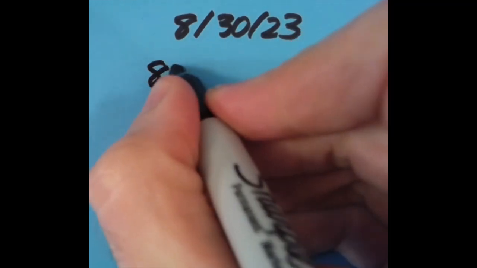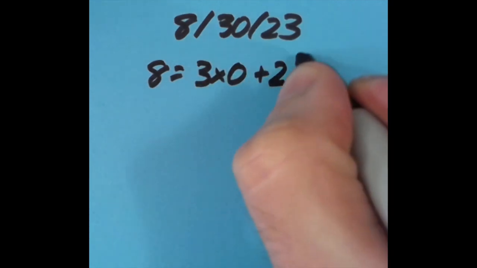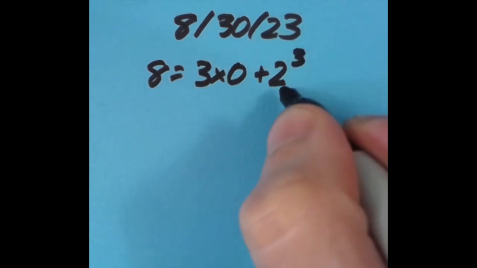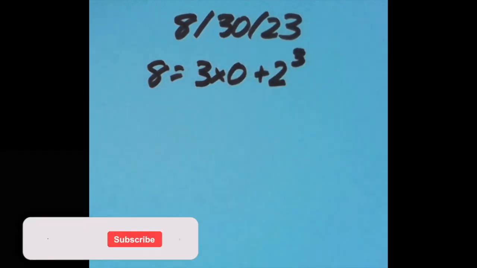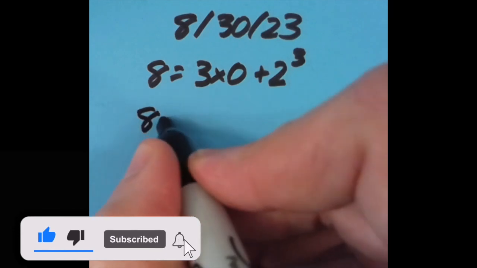What I said was 8 equals 3 times 0, which is 0, plus 2 to the third power. 2 to the third power is 8. So we have that 0 plus 8 is 8. And that's what I did. But I did try it some other ways with the equal sign in different spots.